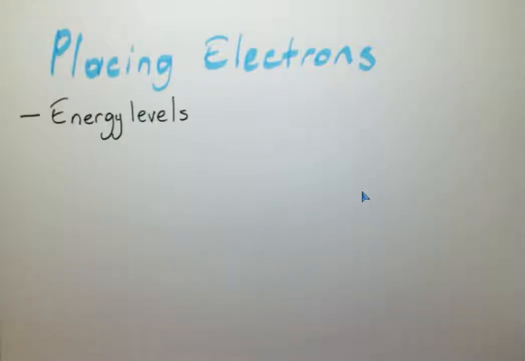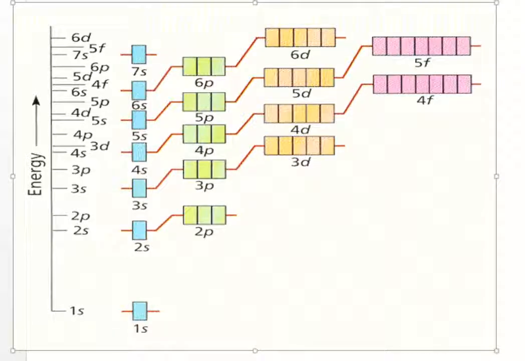To do this, we need to know the energy levels. Here are the energy levels of an electronic configuration. You see the lowest energy belongs to the 1s orbital, then 2s, then 2p. You can see here 1s, 2s, 2p, 3s, 3p, 4s, 3d, 4p, 5s. So there is no uniform flow here.